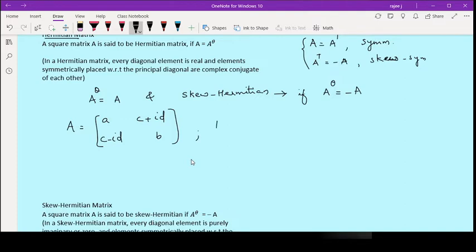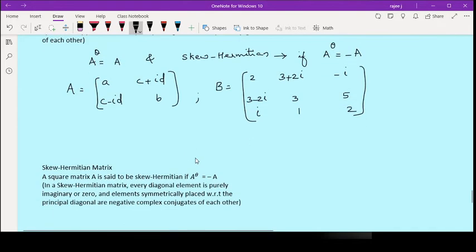Now another example I am writing, say B is equal to 2, 3 plus 2i, minus i. Here I will write 3 minus 2i. Then here say some number, say 3, and here I will write say 5, and here say i, say 1, 2. This is another example. Again I will write one more example here. You need to tell me the definition of this Hermitian matrix.